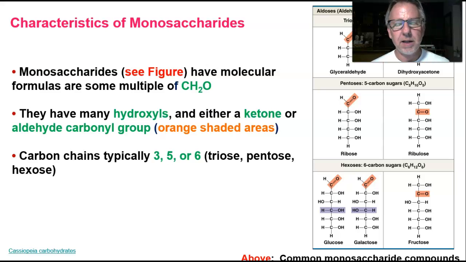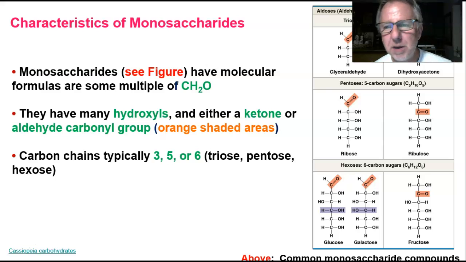Thirdly, monosaccharides have carbon chains typically with 3, 5, or 6 carbons. Those are called triose, pentose, or hexose sugars. Ose means like sugar; tri, pent, and hex mean 3, 5, and 6.